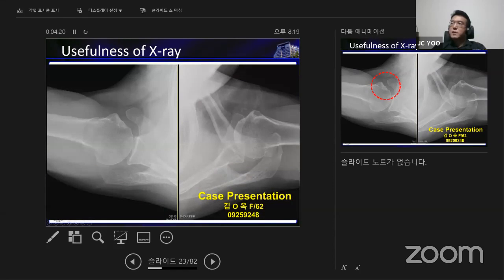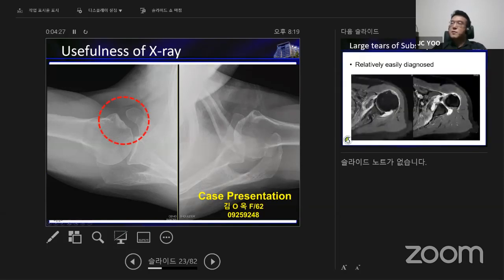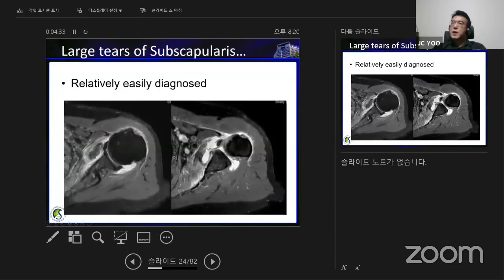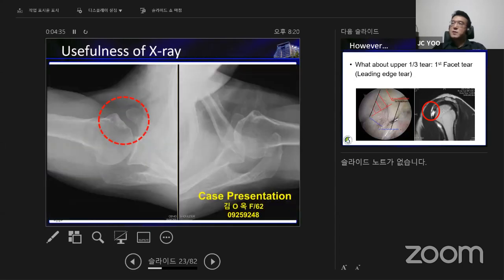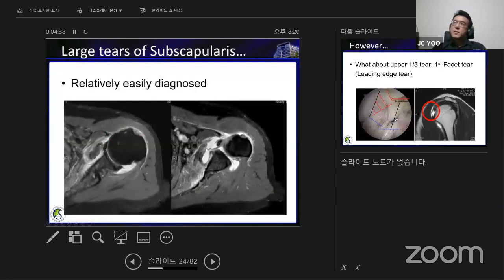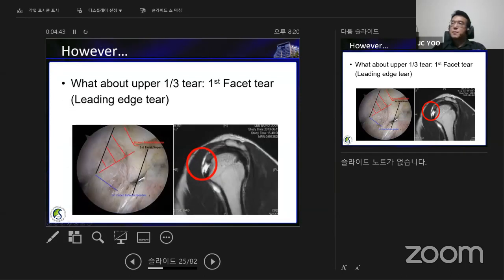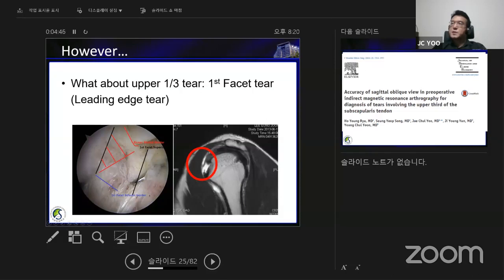As for the X-ray, although a lot of people forget about it, you can see that the X-ray from this part and the other side is a little bit different. You can see the irregularity and sclerosis, and you can detect whether there is a tear or not. If you have a large tear, it's usually easy to diagnose. But if you have a small tear, less than 1/3, that's the first footprint, and you can see a void sign here. So if you're looking for the leading edge tear, you really have to look for something else.